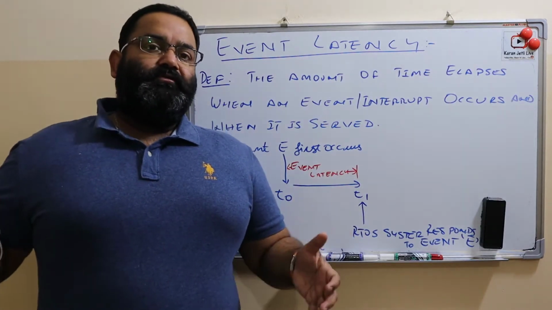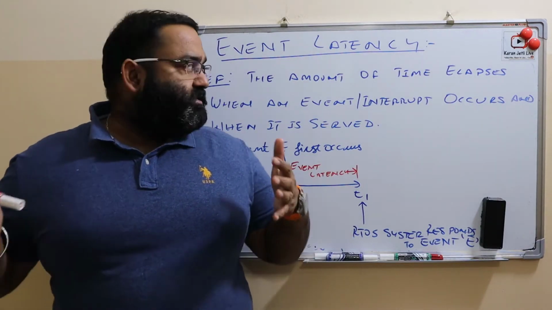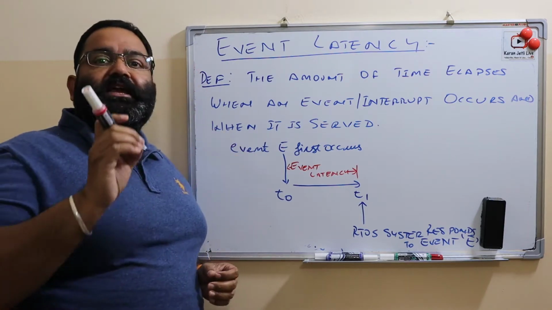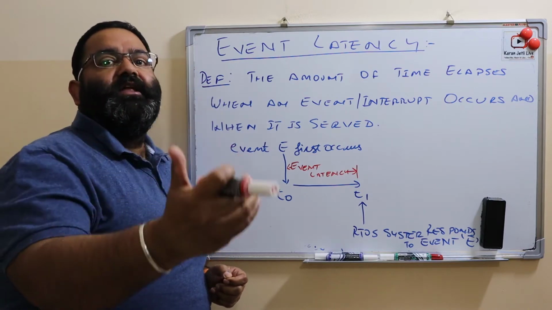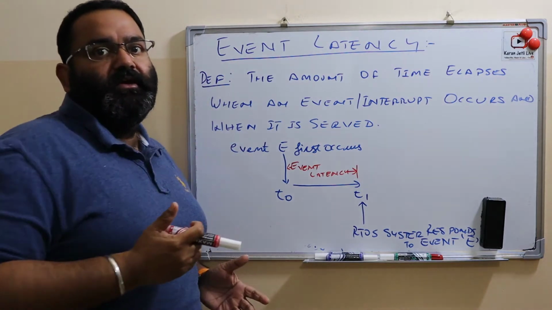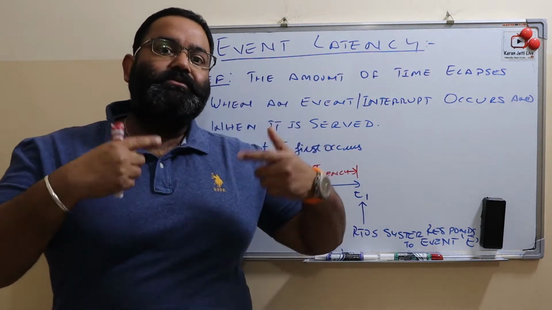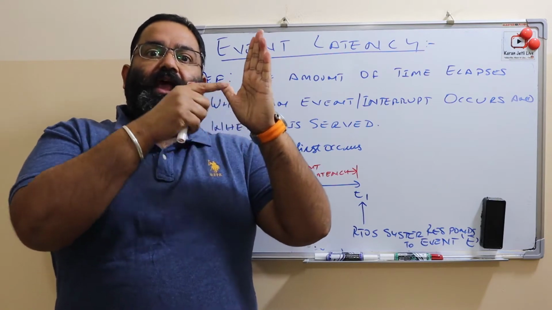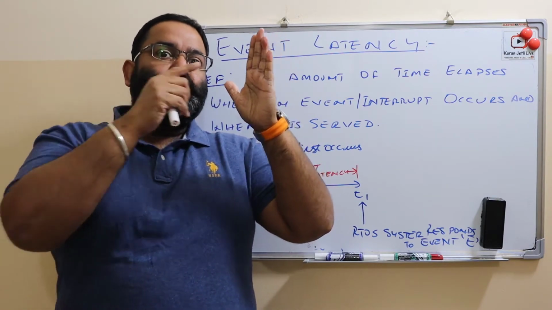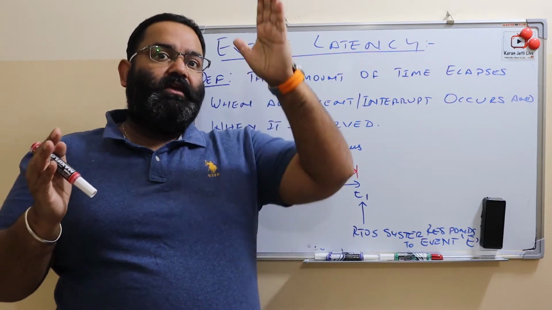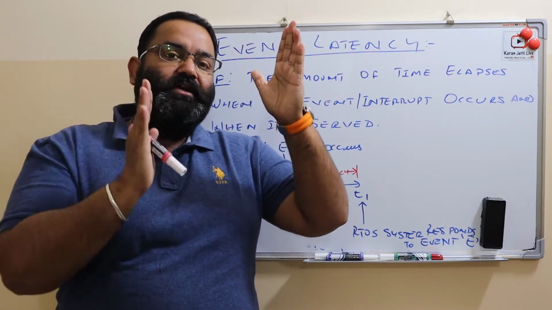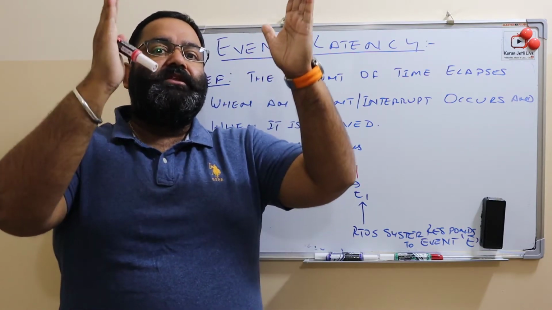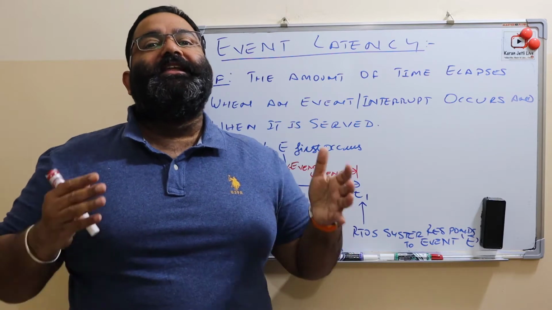Now, coming to the definition of event latency. What is event latency? It is the amount of time which elapses when an event occurs and when the event is served. What do we mean by this? Something is going on and some event occurs. Then the operating system has to service that event. How much time it takes between getting that event and starting to process it, that time gap is called event latency.